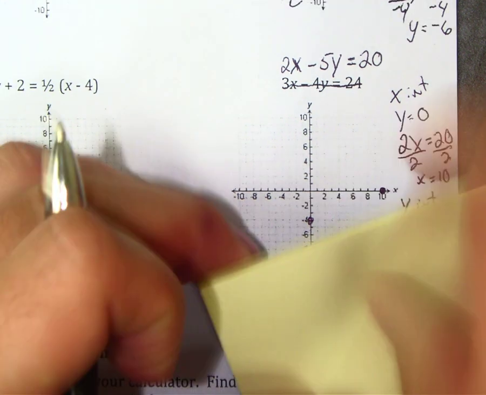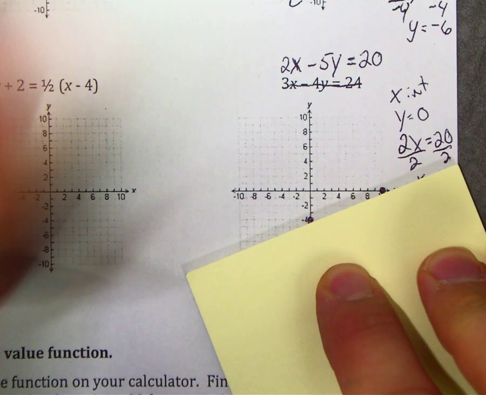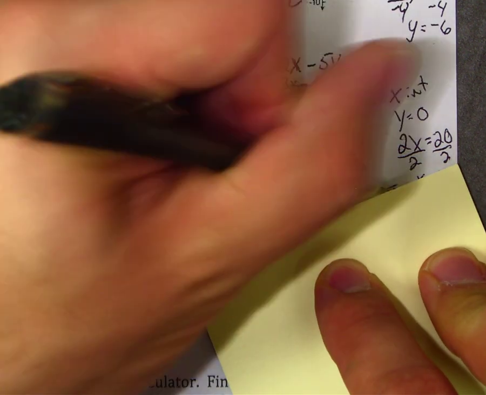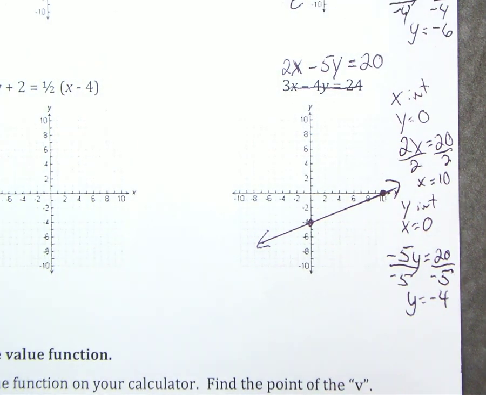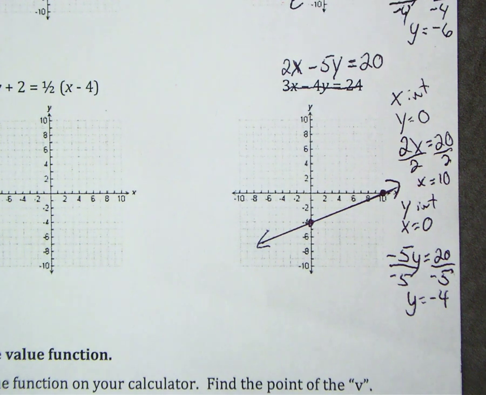Last thing I do is I take my straight edge and I draw in my line. Put arrows at the end to show that it goes forever, and that is graphing in standard form.